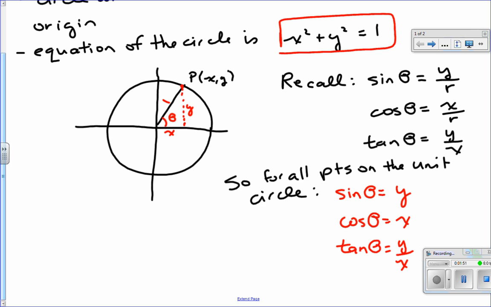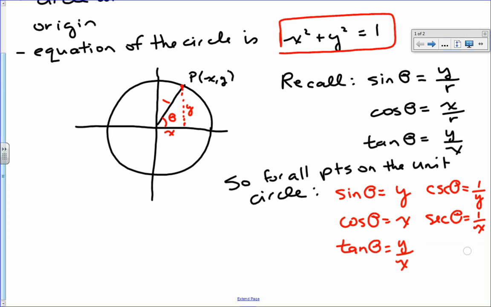It'll be the same thing as it was, and the reciprocal functions will again be the reciprocals of those. So for instance, the cosecant of theta will be 1 over y, the secant of theta will be 1 over x, and the cotangent, as before, will be x over y.